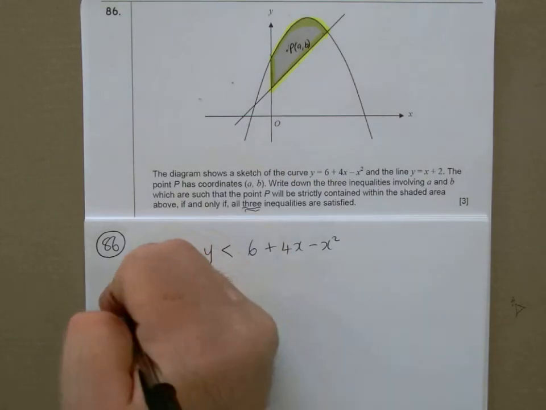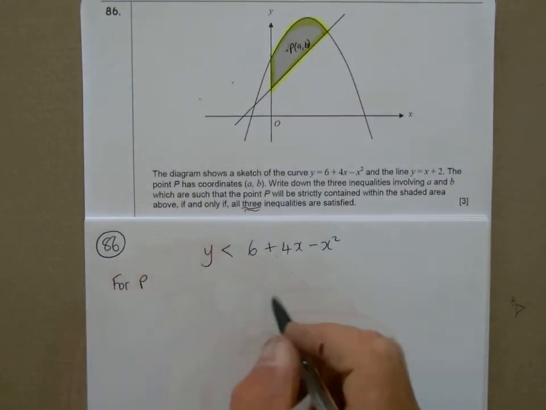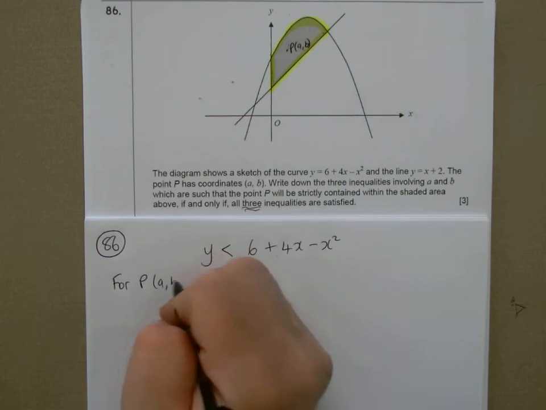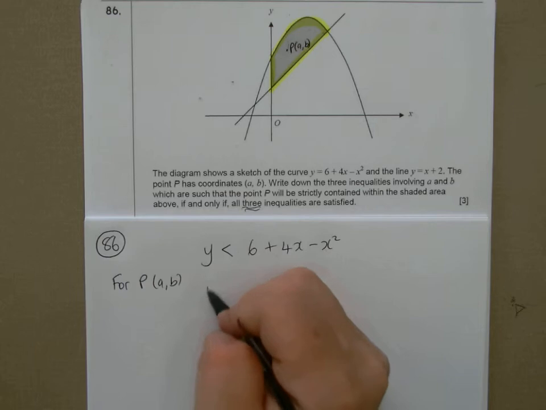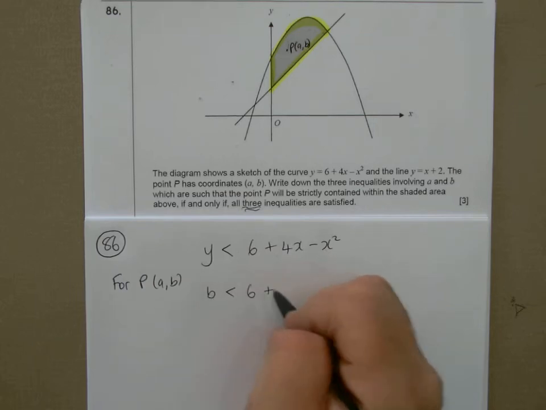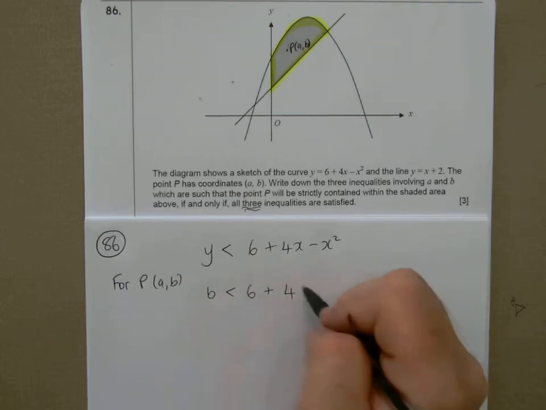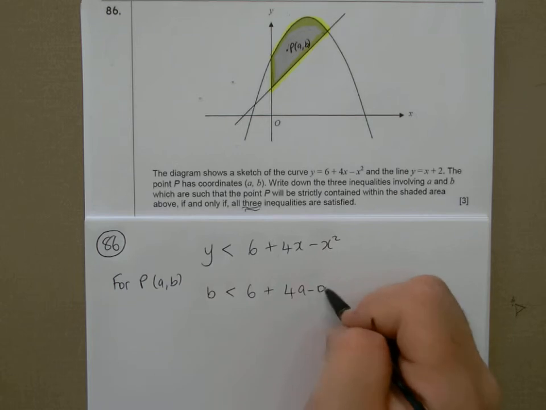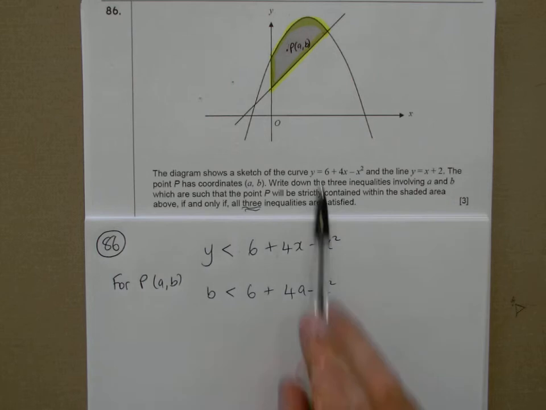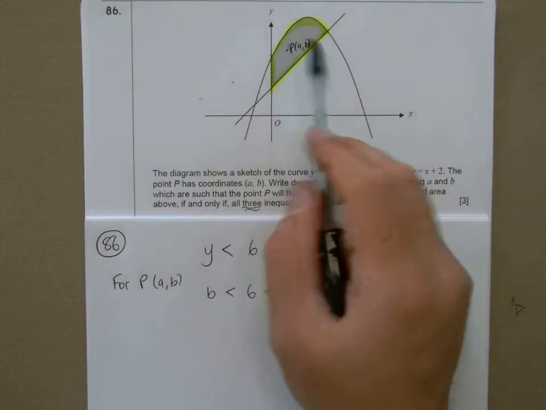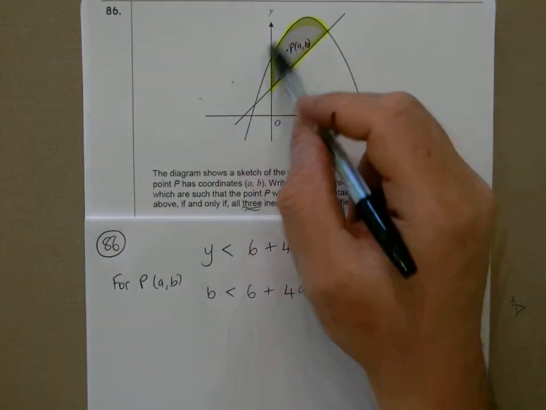So for our point P, which is (A, B), we can substitute in our values for x and y. So y will be B, and x will be A. So that inequality will satisfy the condition that we're going to be underneath this curve. So that's one inequality.